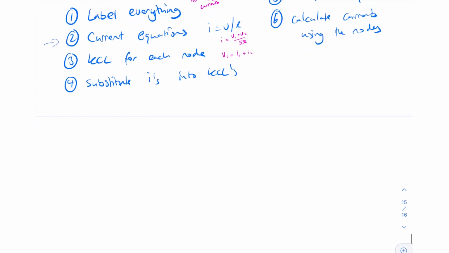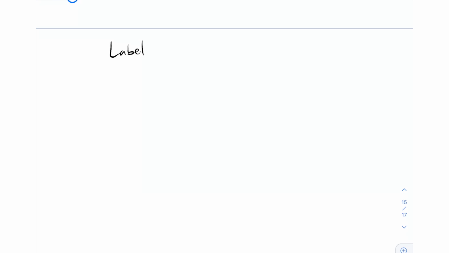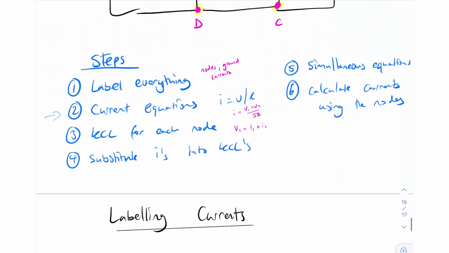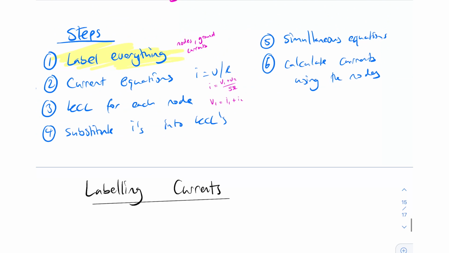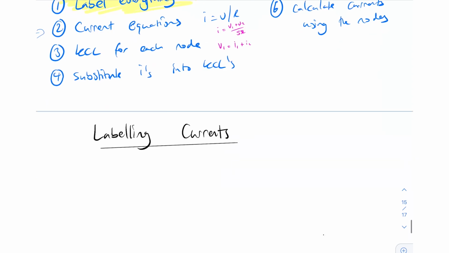Let's touch on this, because it actually gets complicated. Let's go through labeling currents. Before we do an example anyway, if you don't get it, that's fine. But this part here, labeling everything, caused me a bit of a problem, so I just want to touch on that a bit more. Obviously we said that we're going to label the nodes, label ground and label currents. Hopefully you know how to do this.